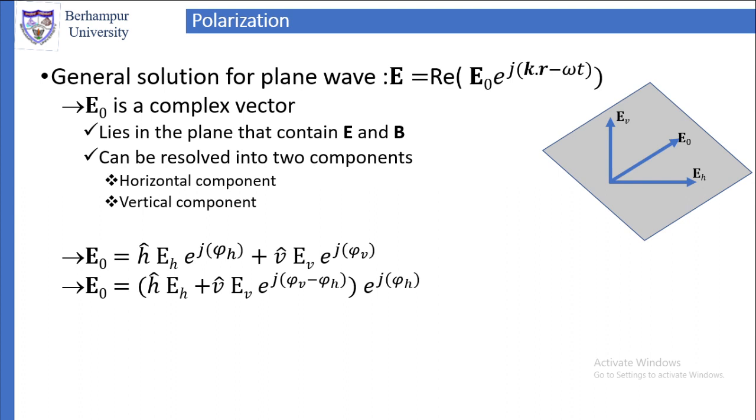So this equation we can rewrite by taking EH common. This will be H cap EH plus V cap EV exponential j (phi V minus phi H), whole into exponential j phi H.